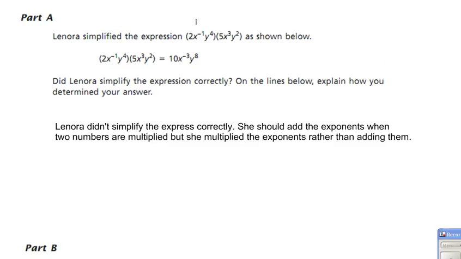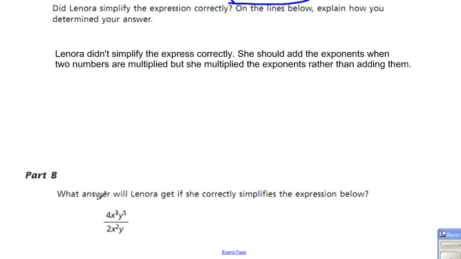So therefore, the correct answer here would have been, obviously, 10x, and then when you add up -1 and 3 becomes x squared, and then 4 and 2 becomes y to the 6th power. That would have been the correct answer. What answer will Leona get if she correctly simplifies the expression below? So 4 divided by 2 becomes 2. Once again, difference in exponent is 1. Here we get y to the 4th power. That becomes our final answer.